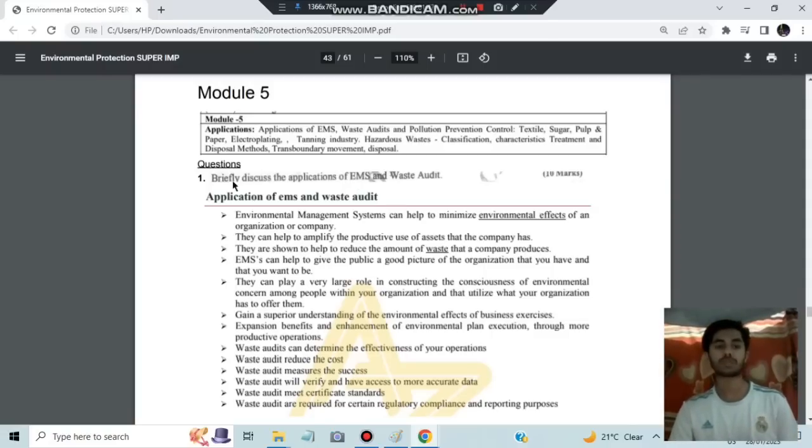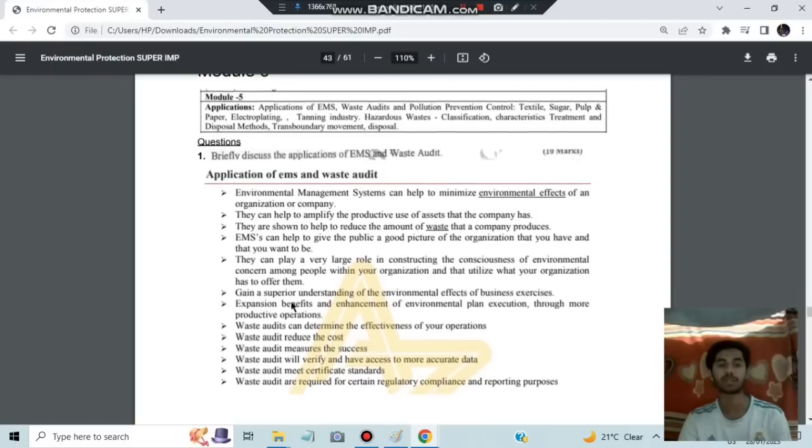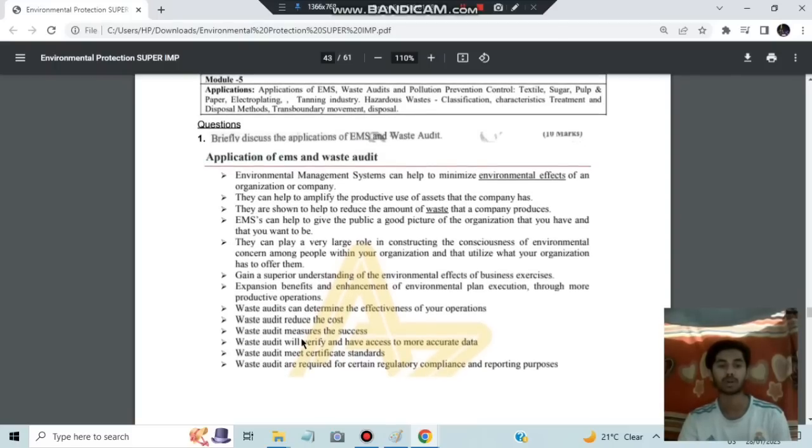Okay. So the first super important question, briefly discuss the applications of EMS and waste audit. EMS and waste audit, environmental effects are there, and what are the applications of it? These are the applications present here. It reduces the cost, measures the success, and it makes the public a good picture and consciousness of the environmental concern among people.